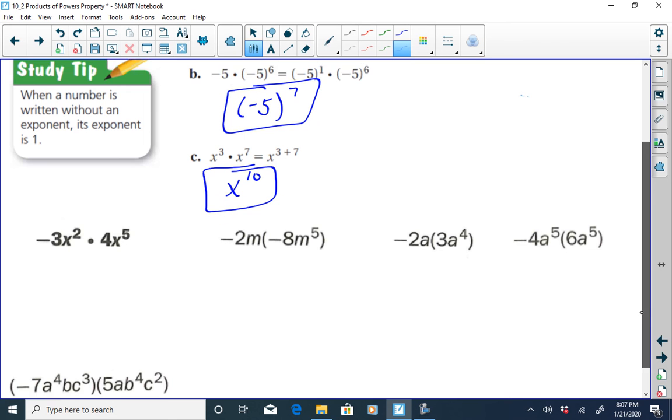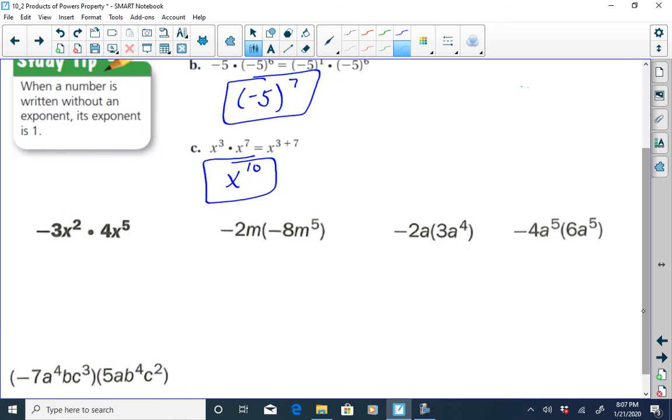Now these next few problems are a little tougher, right? But we are using the rules. All right? Now, here we have negative 3x squared, and we want to multiply that by 4x to the fifth power. We want to use our commutative property to reorganize the factors here.